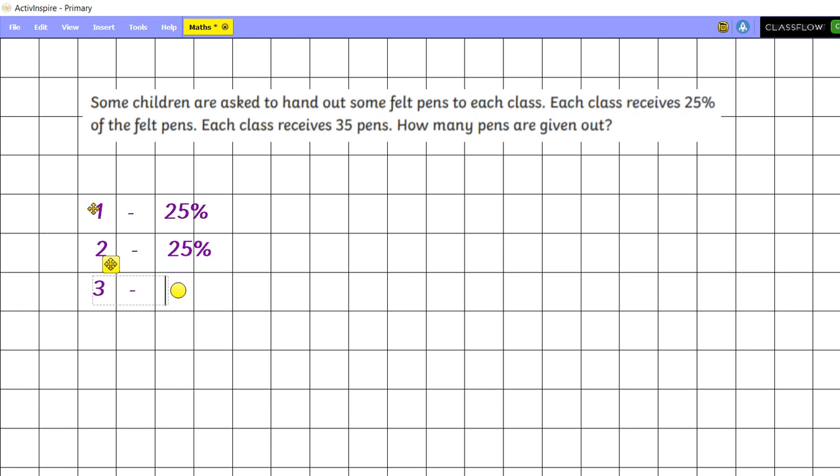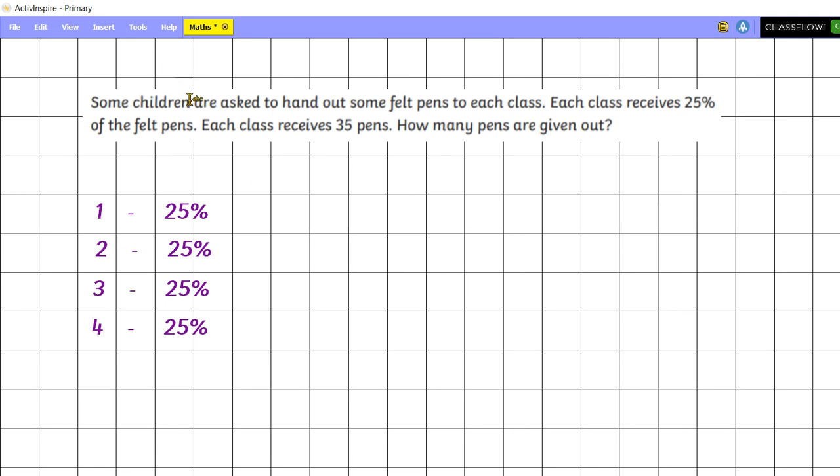Class 3 have also received 25%. So that's 25, 50, 75. Class 4 have received 25%. 25, 50, 75, 100%. So all of the pens have been given out.